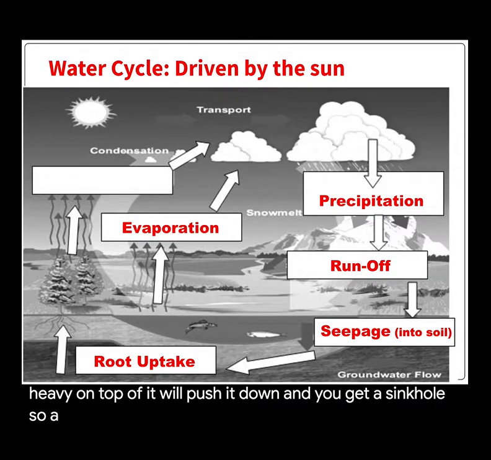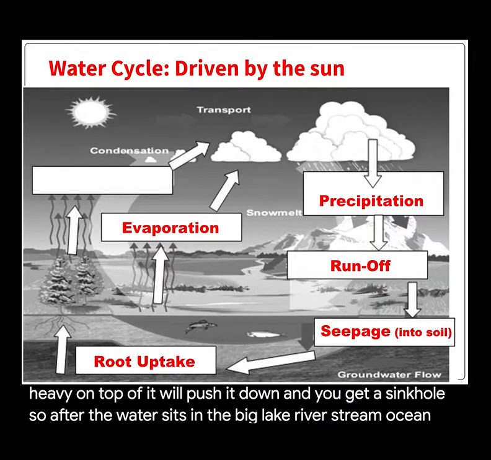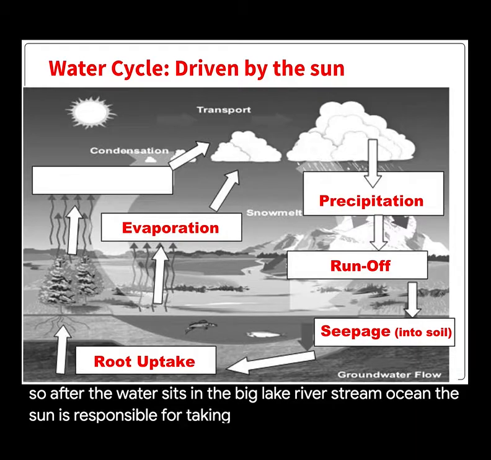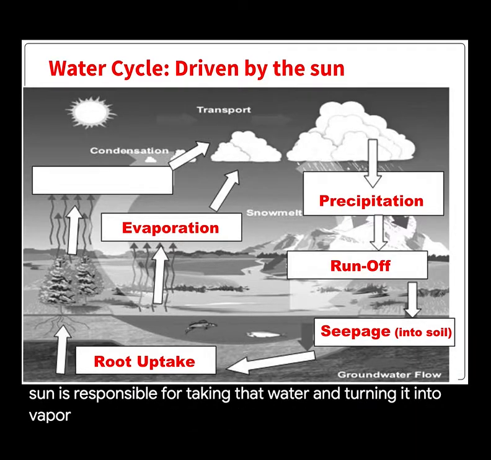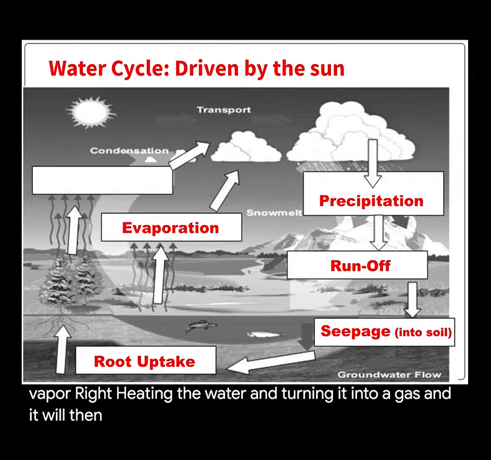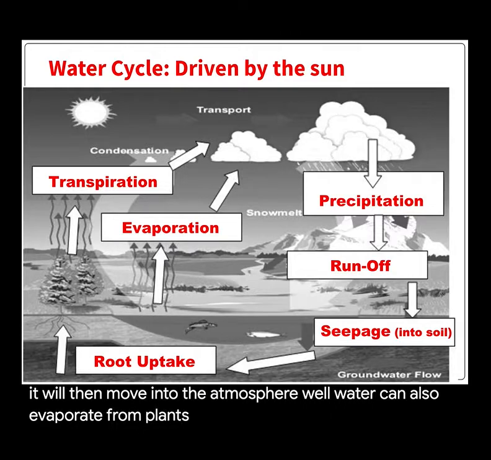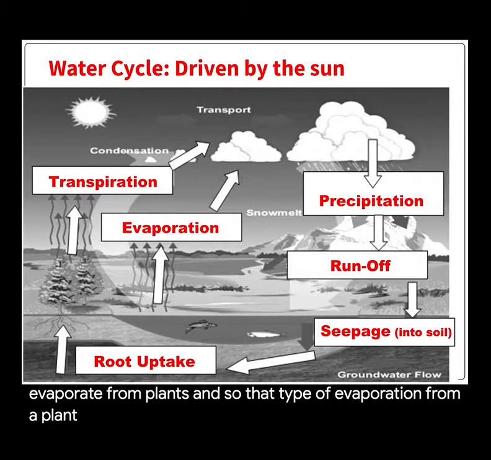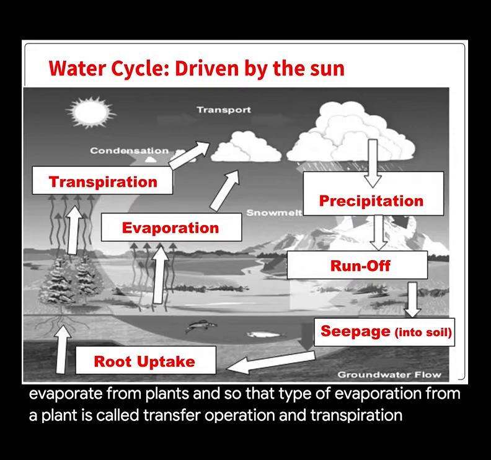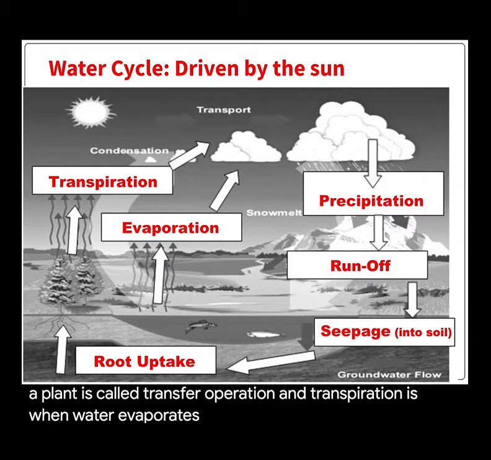All right, so after the water sits in the big lake, river, stream, ocean, the sun is responsible for taking that water and turning it into vapor, right? Heating the water and turning it into a gas, and it will then move into the atmosphere. Well, water can also evaporate from plants. And so that type of evaporation from a plant is called transpiration. And transpiration is when water evaporates from a plant.